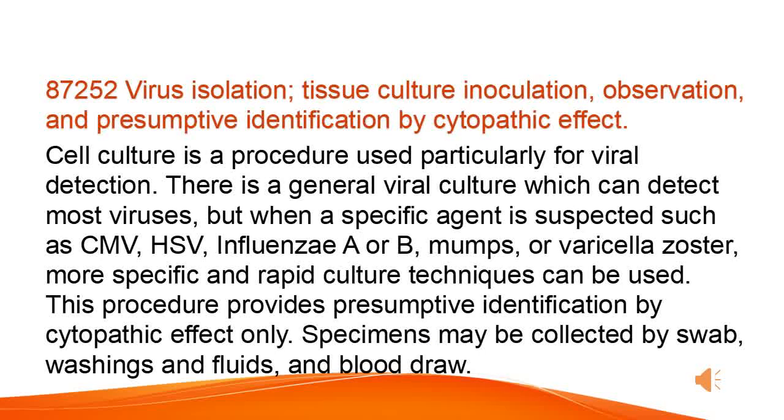Virus isolation, tissue culture inoculation, observation, and presumptive identification by cytopathic effect. Cell culture is a procedure used particularly for viral detection. There is a general viral culture which can detect most viruses, but when a specific agent is suspected such as CMV, HSV, influenza A or B, mumps, or varicella zoster, more specific and rapid culture techniques can be used. This procedure provides presumptive identification by cytopathic effect only. Specimens may be collected by swab, washings, fluids, and blood draw.